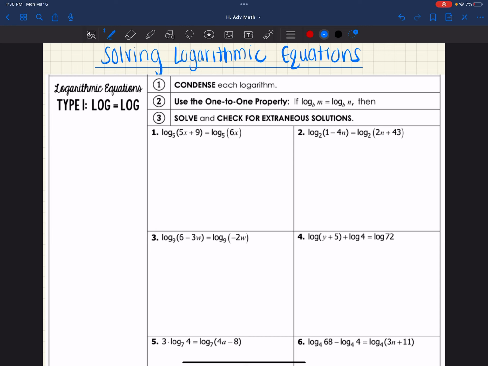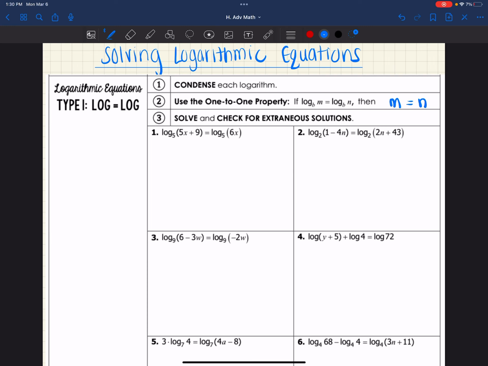Okay, so type 1, whenever you have a log set equal to a log. So the 3 simple steps. First step, you're going to condense each logarithm. That's why you need to have understood condensing really well. Number 2, you're going to use the one-to-one property, which tells you this. If log base b of m is equal to log base b of n, then by rule, you can set m equal to n.